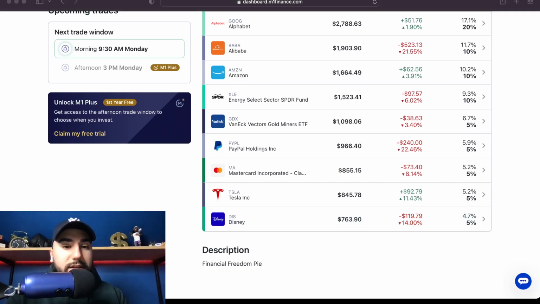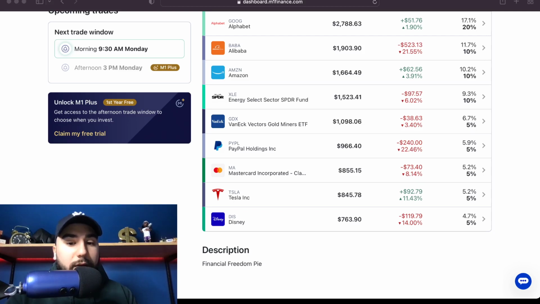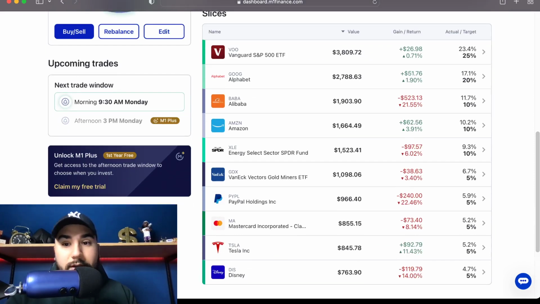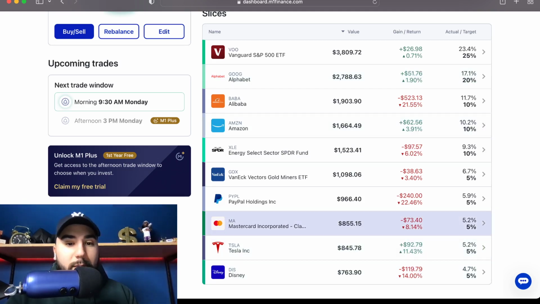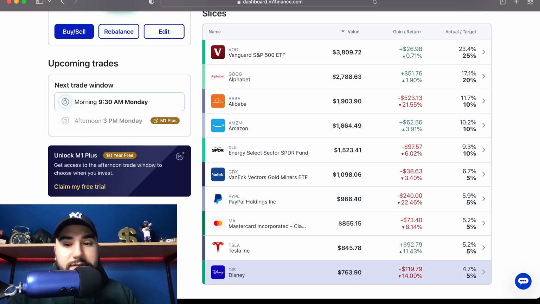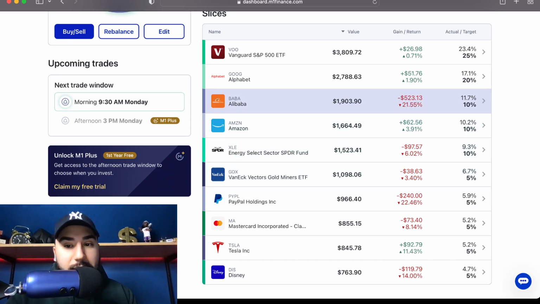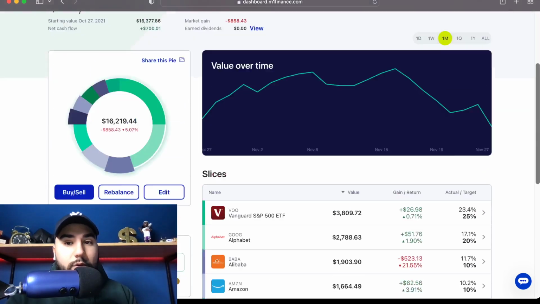As you guys know, Disney has also been getting destroyed this past month. And a lot of stocks in this portfolio have been getting destroyed, right? The only good ones in this portfolio have been Google, Amazon, and Tesla, the mega caps, right? They've been doing pretty well, but everything else, Disney, MasterCard, PayPal, GDX, XLE, especially Alibaba, have not been doing too well for me.